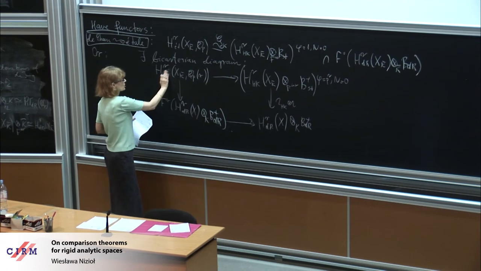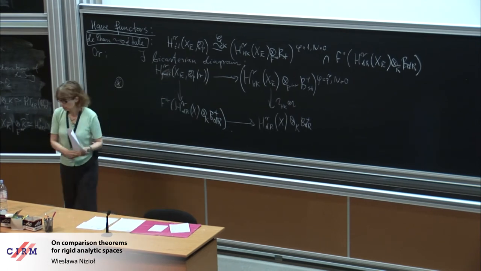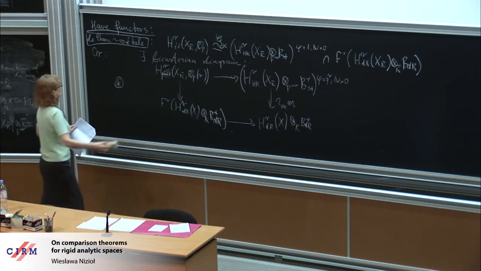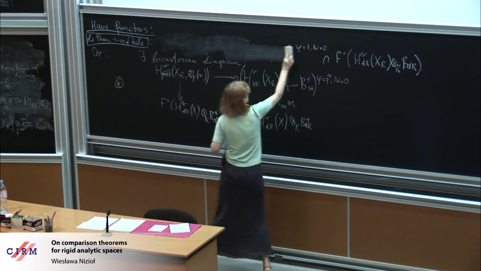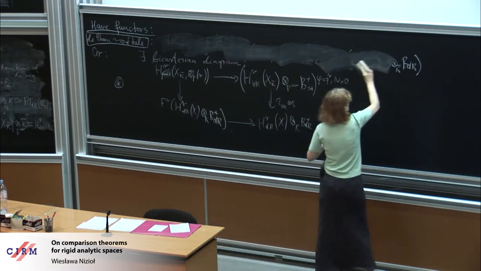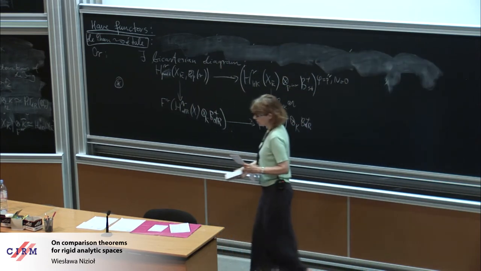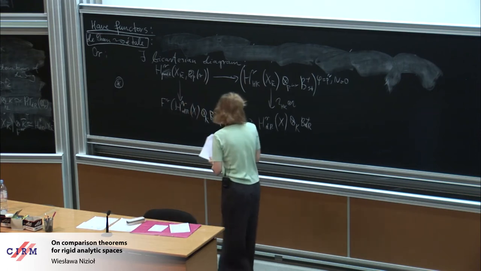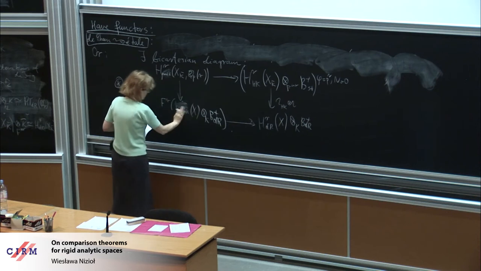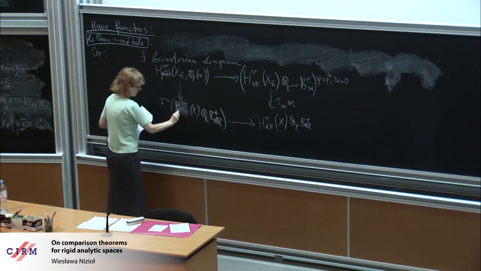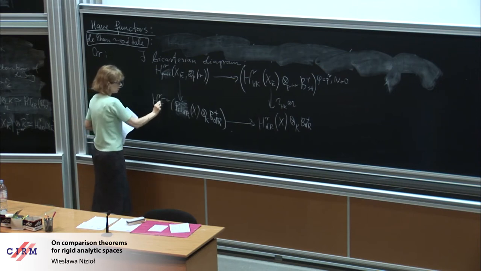So we change this to pro-étale. I can't say anything about étale. We don't know at the moment how to do anything for the étale situation. Okay, and this stays nicely here. So here you want R Γ dR, and here you want HR of this.